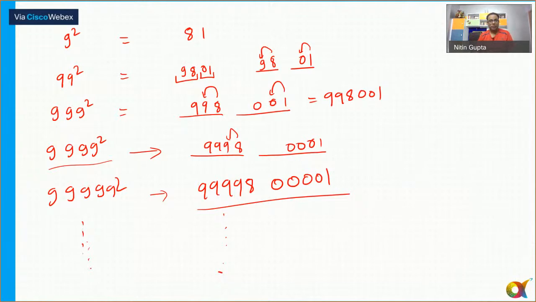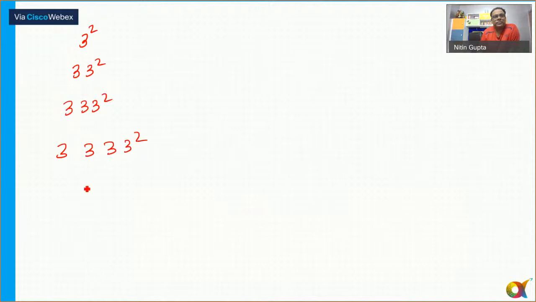Now, a similar thing I have observed for one more series of numbers, power of 3s and power of 6s. And if you understand this, you can easily find out the power of 3s here. Let's see here: 3 square, 33 square, 333 square, 3333 square, and so on. I can say 5 times 3 square, and so on.